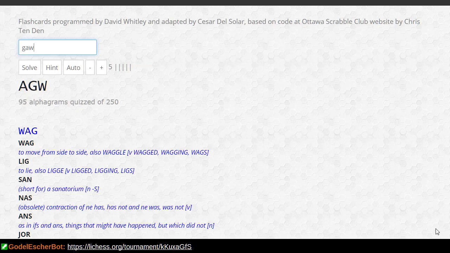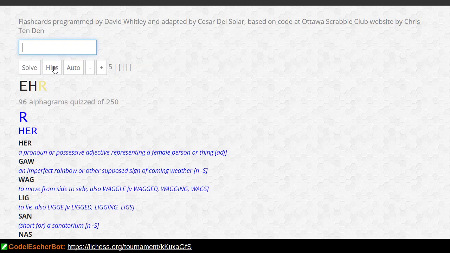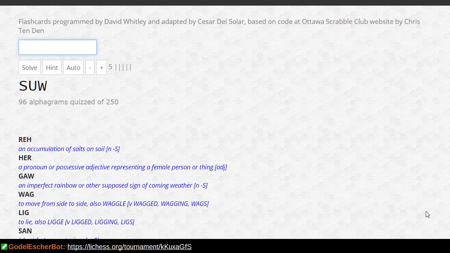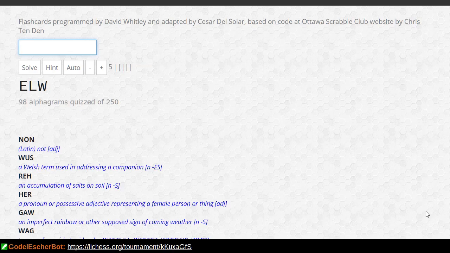An imperfect rainbow. Or other supposed sign of coming weather. We all know her. I have no idea what else this could spell. R-E-H. An accumulation of salts on soil. It's got to be W-S, right? A Welsh term, even addressing a companion. Non. Oh. Borrowed straight from Latin into English. Known. All right, we'll take it.